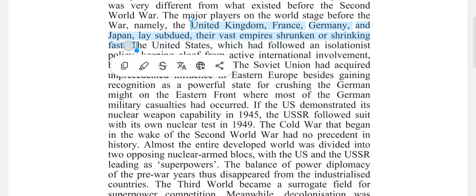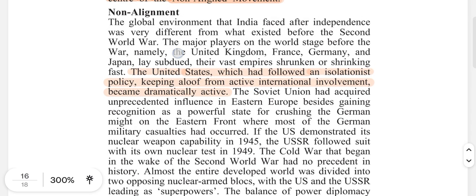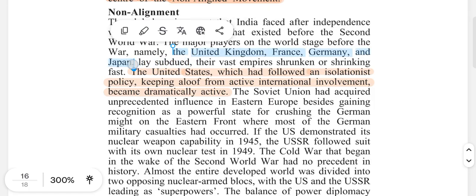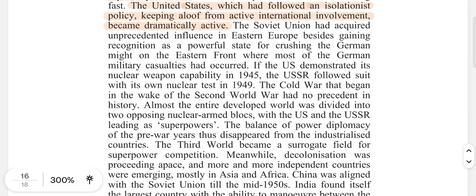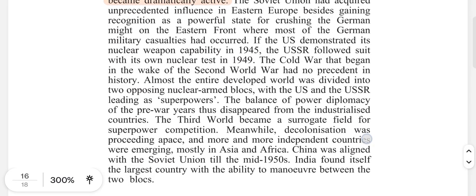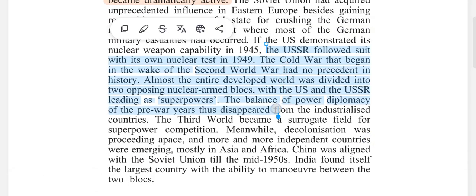The United States, which had followed an isolationist policy, keeping aloof from active international involvement, became dramatically active. The Soviet Union had acquired unprecedented influence in Eastern Europe, besides gaining recognition as a powerful state for crushing the German might on the Eastern Front, where most of the German military casualties had occurred. If the U.S. demonstrated its nuclear weapon capability in 1945, the USSR followed suit with its own nuclear test in 1949.